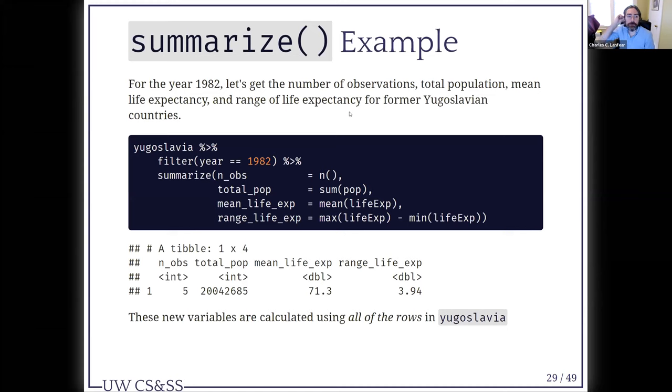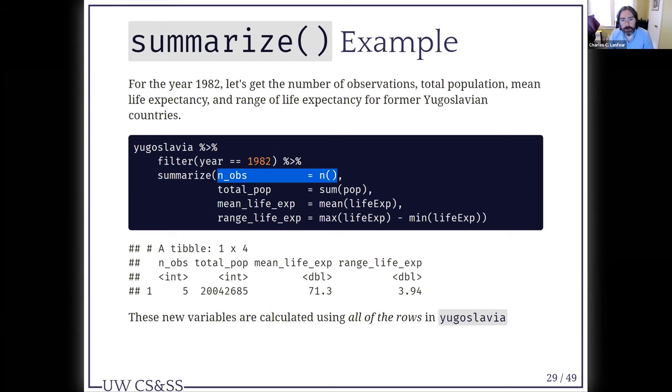Here's an example. Let's say for the year 1982, we want to get all those things I mentioned in the last slide for Yugoslavia. I'm going to say here, take the Yugoslavia data and then filter to 1982 and then summarize these data.